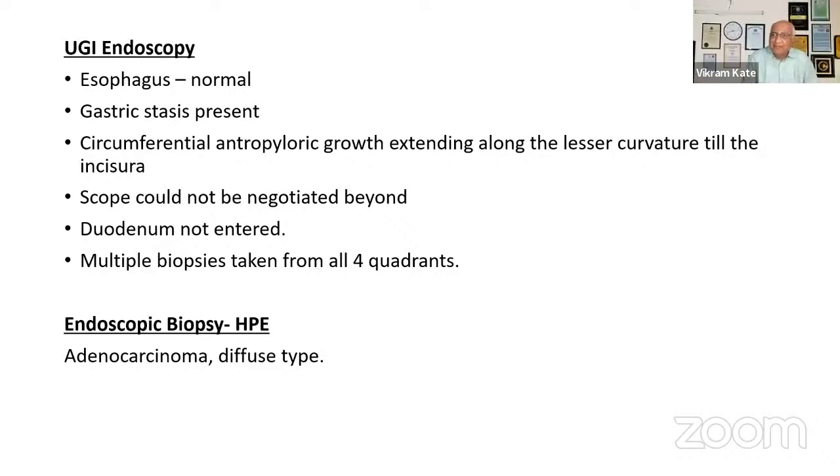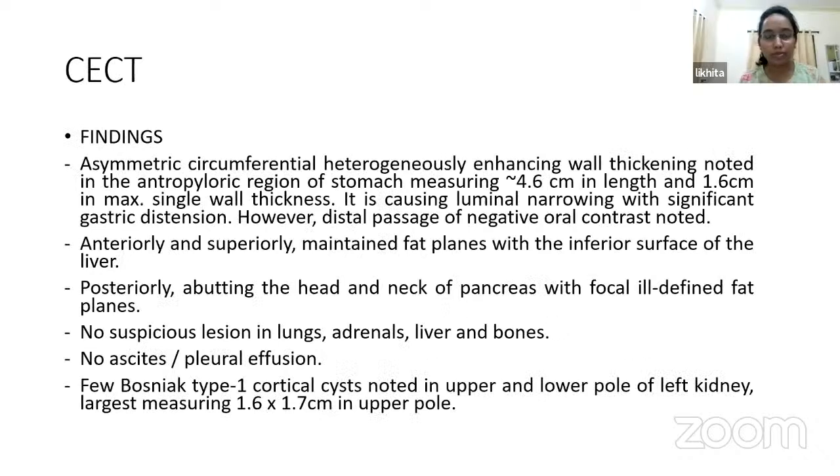We'll stop in another 5 minutes, Dr. Kanagavel. Go to the next slide, please. These are the CECT findings. On CECT, it showed an asymmetric circumferential heterogeneous enhancing wall thickening, noted in the antropyloric region. Interpret only. Everybody can read it. Interpret.